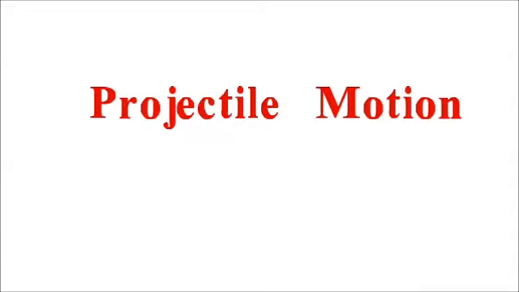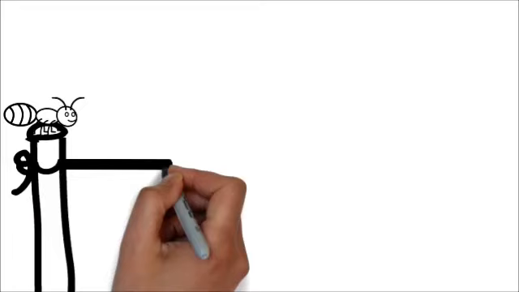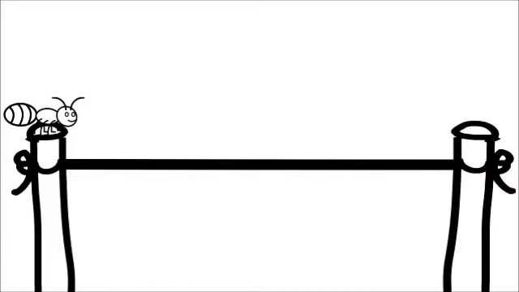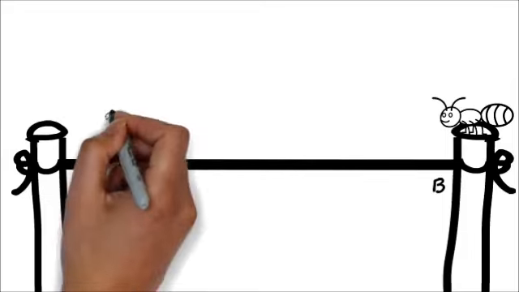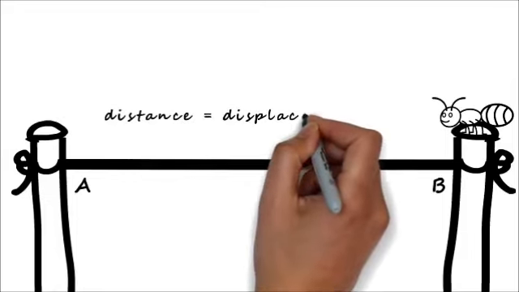In this video, we'll study projectile motion. But first, let's look at the basics of motion. Consider an ant standing on a pole A and it moves from pole A to another pole B on a piece of string. Its distance, and in this case displacement, will be AB.